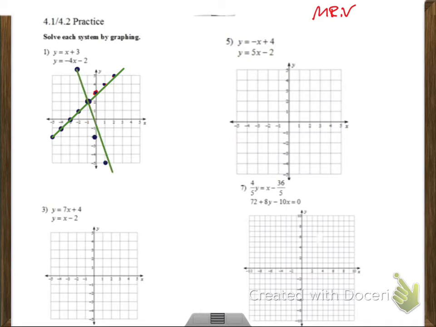Draw my line, and then where do these two intersect? That would be this line right here. So that would be negative 1, positive 2.